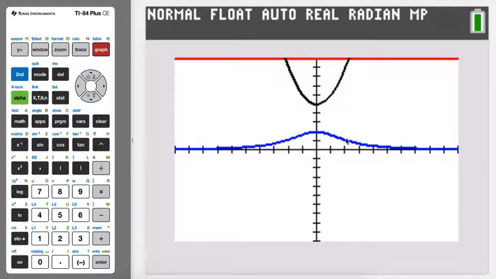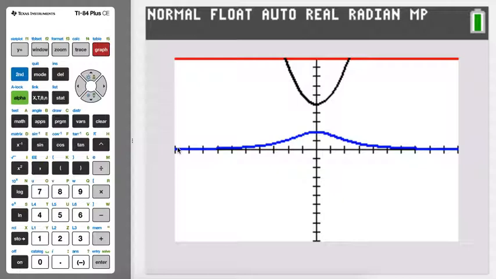So the blue one is our actual function. That red one is our numerator, and that black function is the denominator. Since neither of those hit 0, since neither of them go through the x-axis, that tells us that our function has no vertical asymptotes, and that that function has no x-intercepts. So it's continuous all the way across.